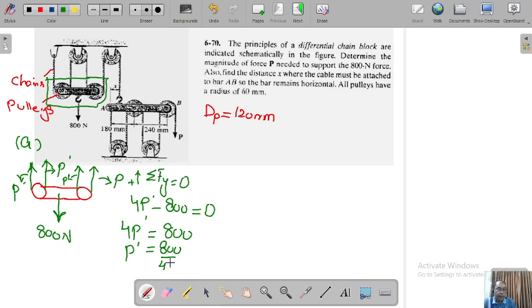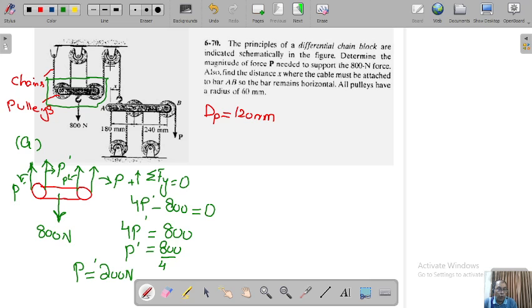So we get P dash is equal to 200 newtons. So now we've got P dash. It tells us one thing: this P dash will be the same. This is P dash, this is P dash, this is P dash, this is P dash.